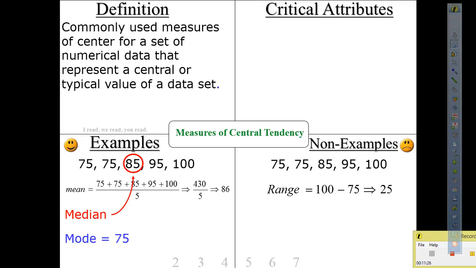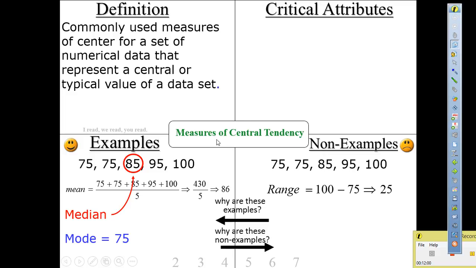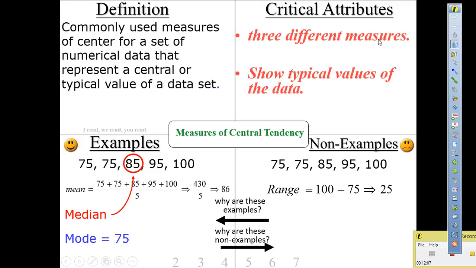So, things to remember. How many measures of central tendency do we have? So write that in here. There's 3 different measures. And what do they do? They show us typical values of the data. Just they show us typical values, or they show us patterns that we need to look for.